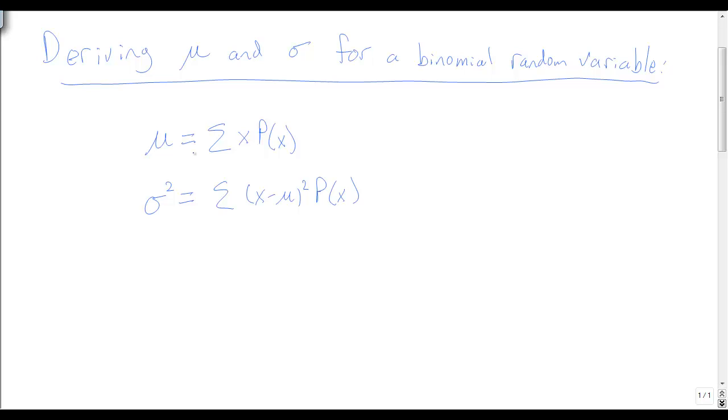It's simpler typically anyway. And then once we have sigma squared, our standard deviation is just the square root of the variance, which makes sense. The square root of a square should cancel out.